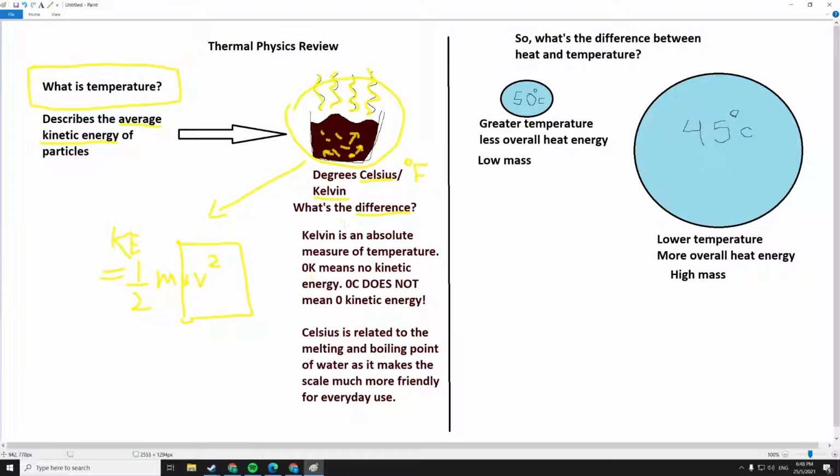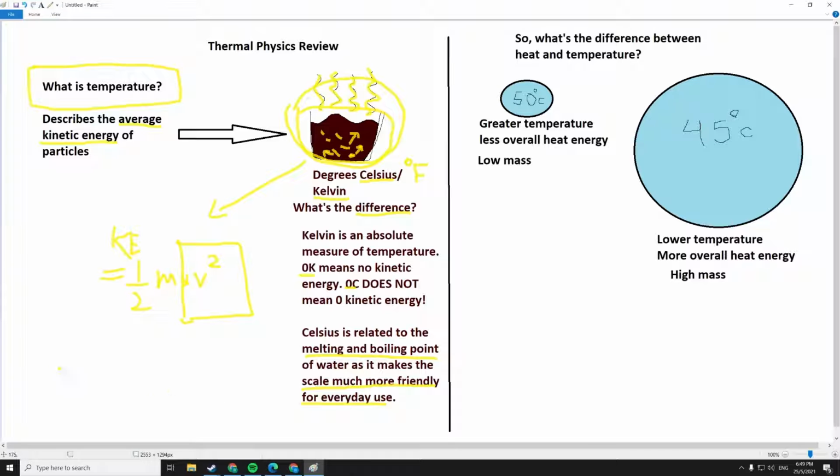So what that means is that if an object has a temperature of 0 Kelvin, like if I had this cup of coffee and its temperature was 0 Kelvin, it would mean that the particles had no kinetic energy. They weren't moving at all. Meanwhile, 0 degrees Celsius does not mean 0 kinetic energy. So, as it turns out, Celsius is related to the melting point and boiling point of water, because having it scaled up from Kelvin makes it much more friendly for everyday use.